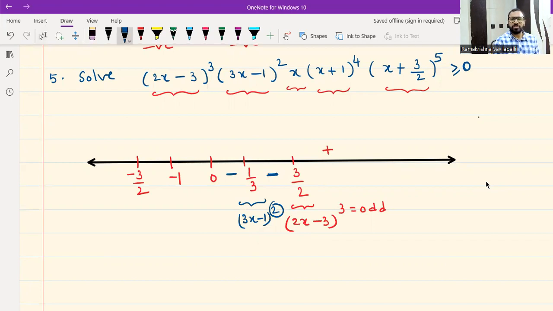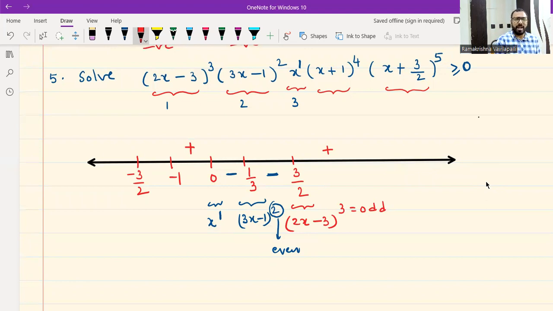Next coming to 0. This is the third one, 0. Corresponding to this, x power 1, it is odd. Here this is even power, so the sign will not get changed. Here odd power is there, so the sign will be changed from negative to positive. If the right side is positive, the left side will be negative. If the right side is negative, then the left side will be positive.